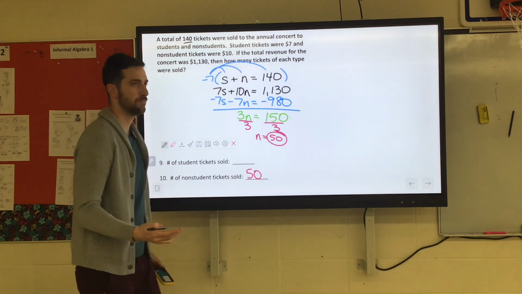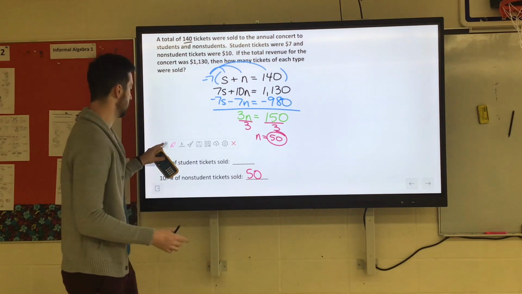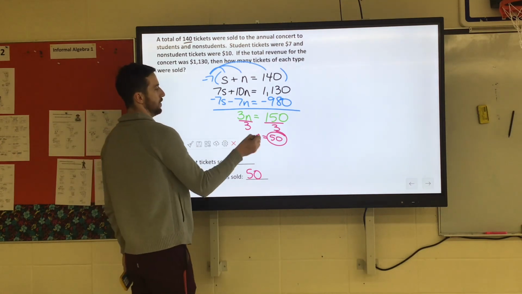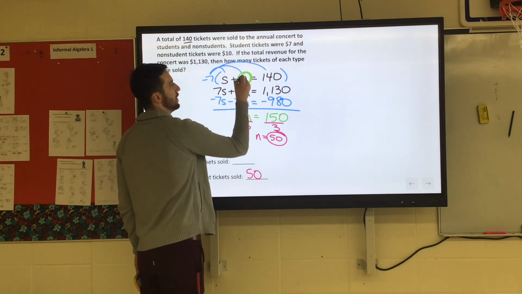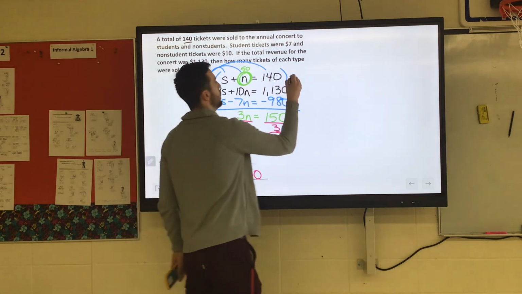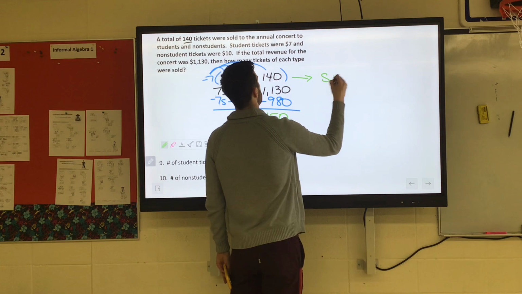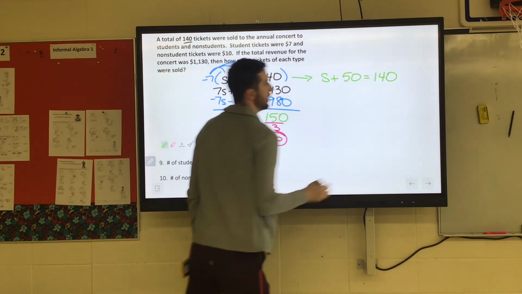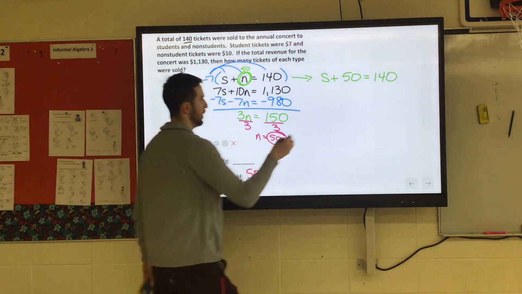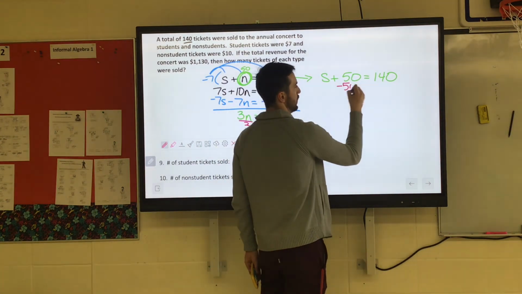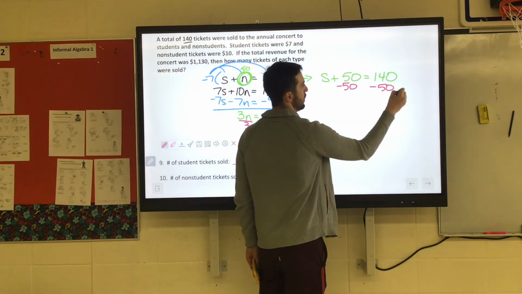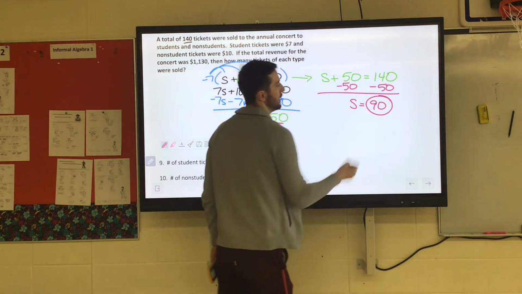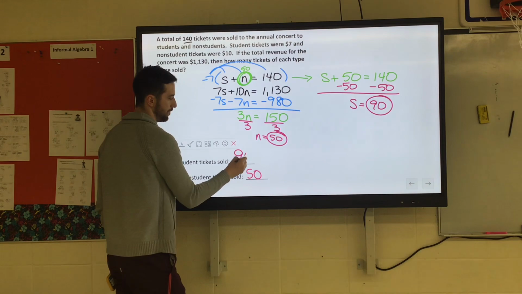How in the world could we figure out the number of students, though? Look at that first equation, dude. We already know the non-student is 50. So our equation could be S plus 50 equals 140. How do you get rid of plus 50? We subtract 50. S equals 90. So there were 90 student tickets sold.